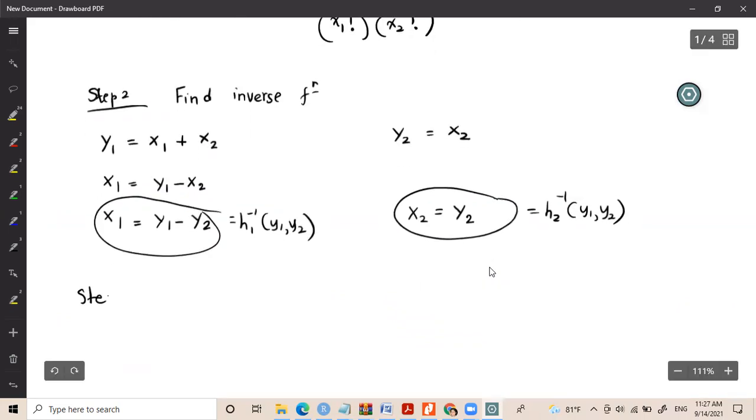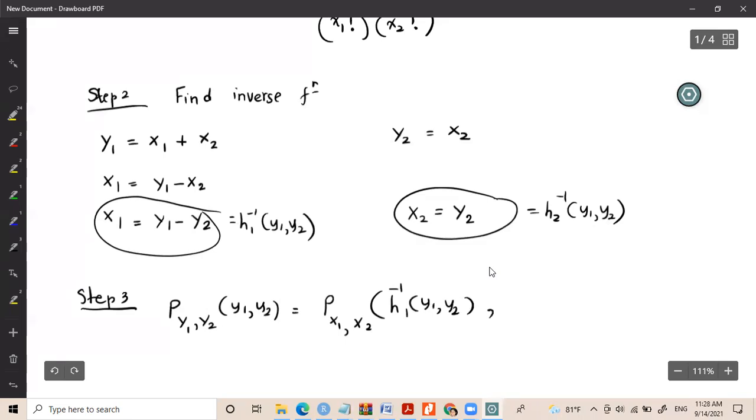Now we move on to the last step. What is the last step? You can apply it to the formula. What is our formula? P(y1, y2). This is what we want. This will be to get the joint density of x1 and x2, and wherever you see x1, you replace it with the inverse function of h1. We have it. And wherever you see x2, you replace it with the inverse function of h2. That's it.